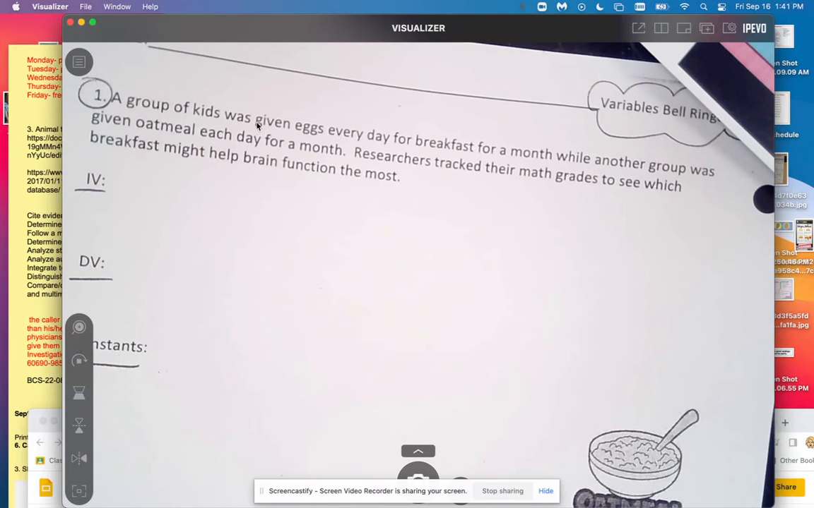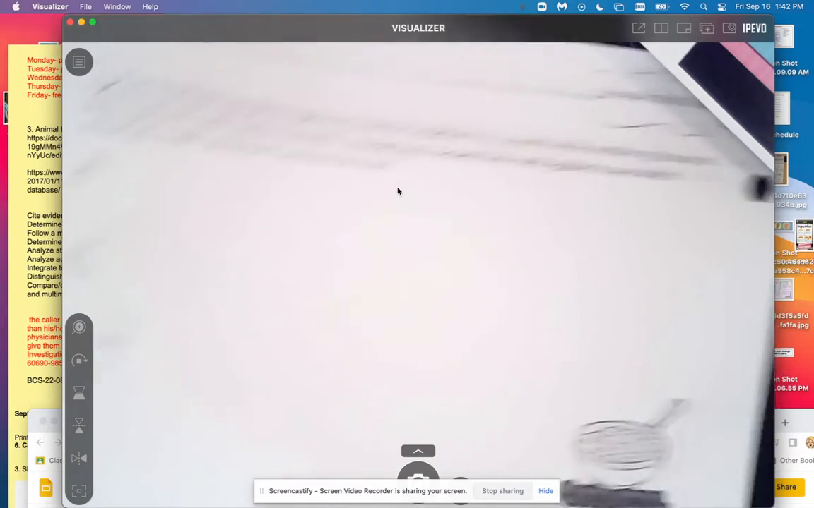It says a group of kids was given eggs every day for breakfast for a month, while another group was given oatmeal every day for a month. So picture our class. Half got eggs every morning, half got oatmeal. Researchers tracked their math grades to see which breakfast might help brain function the most. So then researchers said, hey, how did the oatmeal group do on their math problems? How did the eggs group do? Is it possible that that food affected their brain? So we go and try to figure out what the variables are.